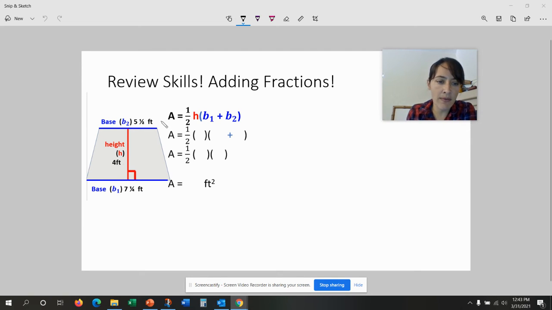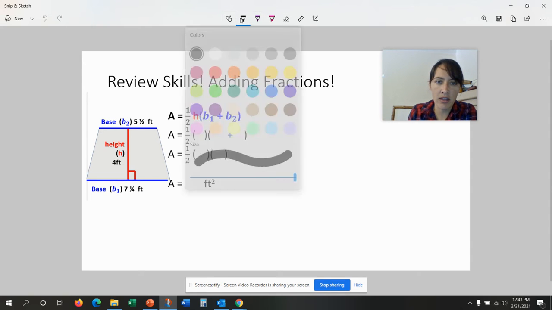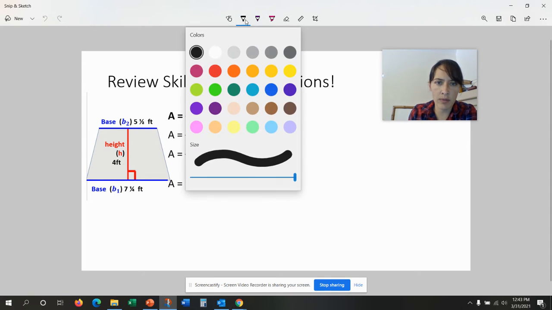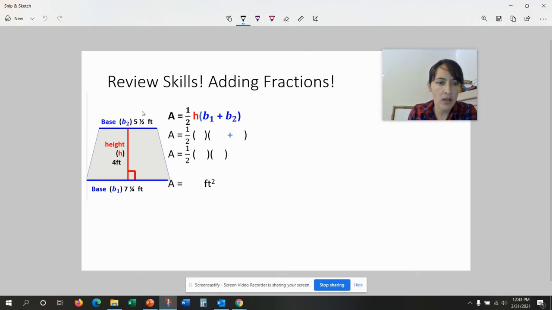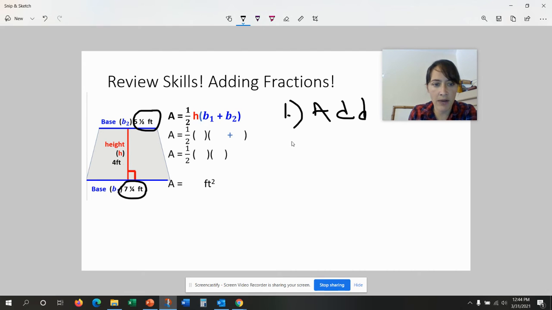In this case, we have a fractional length. We have fractional, that's too big. Let's change that size. We have fractional length. Base 2 is 5.5. Base 1 is 7.25. So to do that first step, and remember I like to put this formula into steps. First, add the bases. We need to go ahead and add fractions with a mixed denominator.